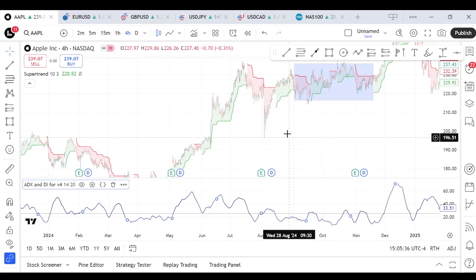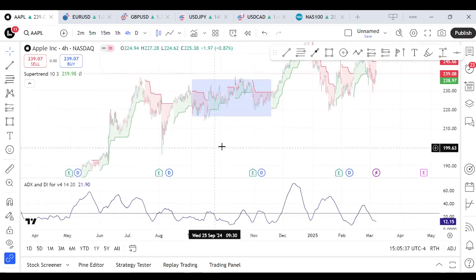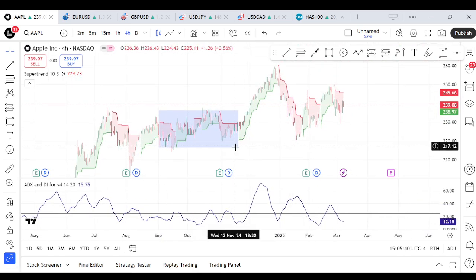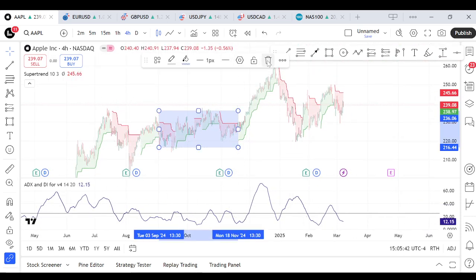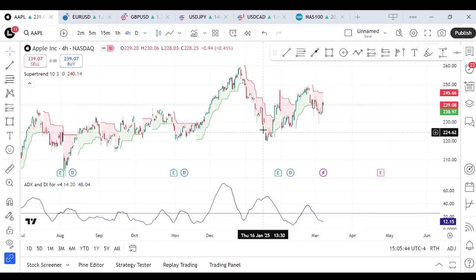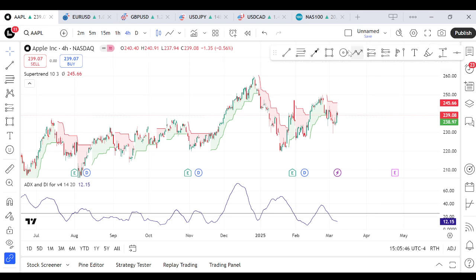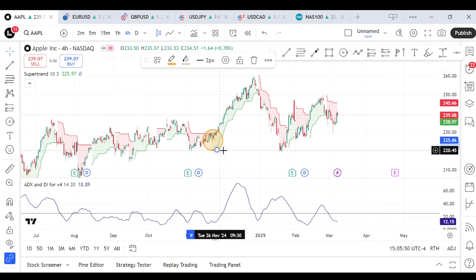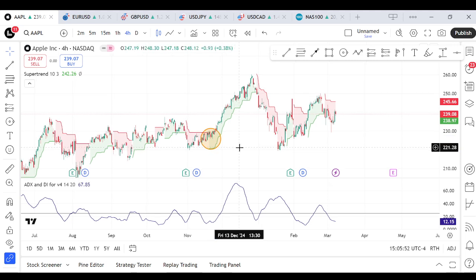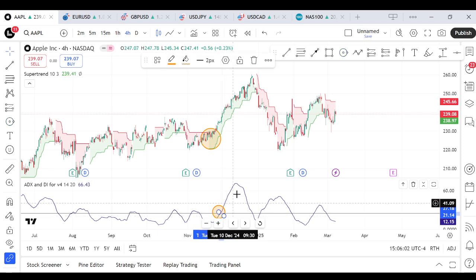For bullish trades, the Supertrend line must turn green and must be below the price. You can see here, the Supertrend line must turn green and must be below price. Then the next step is the ADX value should be above 25, confirming that the trend is a strong one. We have here the ADX value above 25.